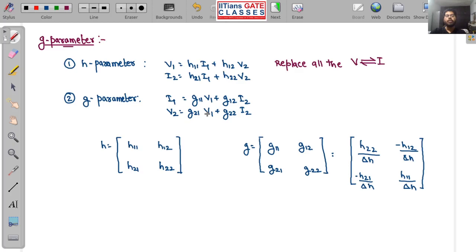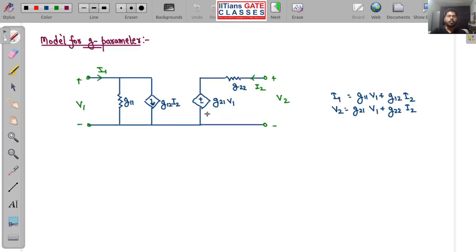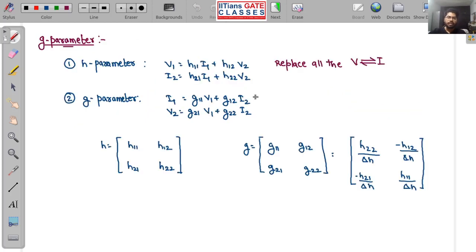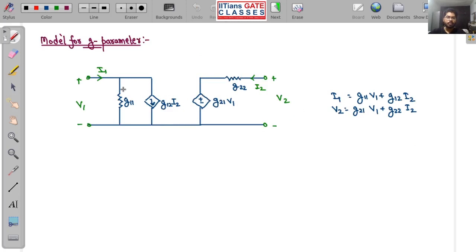So we are not going to discuss the G parameter in detail. The model for the G parameter is also very simple. You can look at this equation. This is KCL, this is KVL. The input side is written in current form, or KCL form, and the output side is written in KVL form.